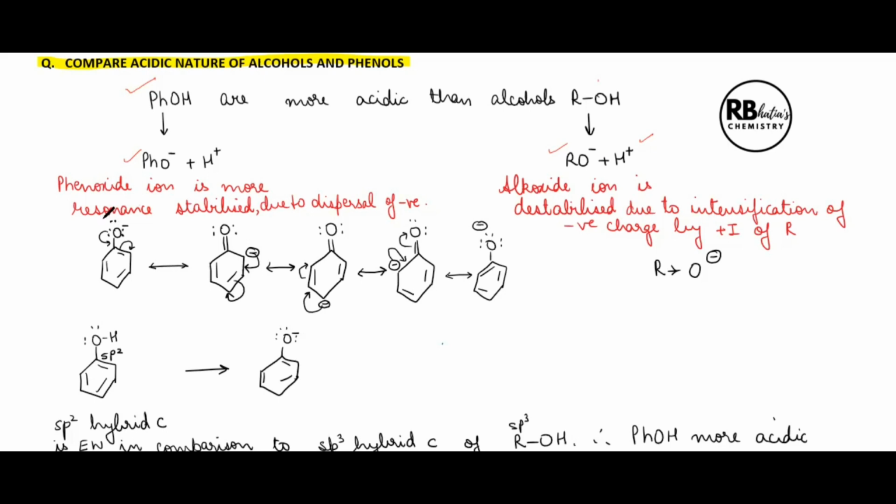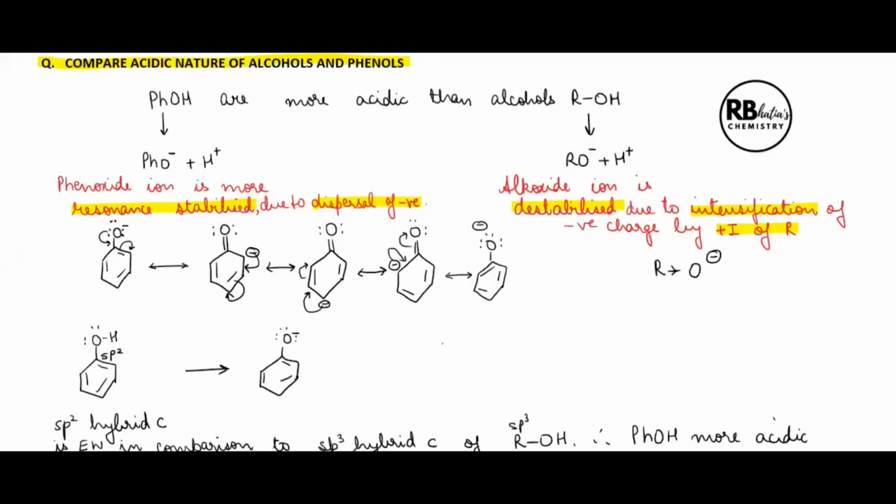Phenoxide ion is more resonance stabilized. Why? You will draw the resonating structures and show that the negative charge of phenoxide ion is dispersed. So phenoxide ion is more resonance stabilized due to dispersal of negative charge, whereas alkoxide ion is destabilized due to intensification of negative charge by plus I of this R group. Due to electron releasing alkyl group, the negative charge is intensified and intensification of charge leads to destabilization. Do not forget this point.